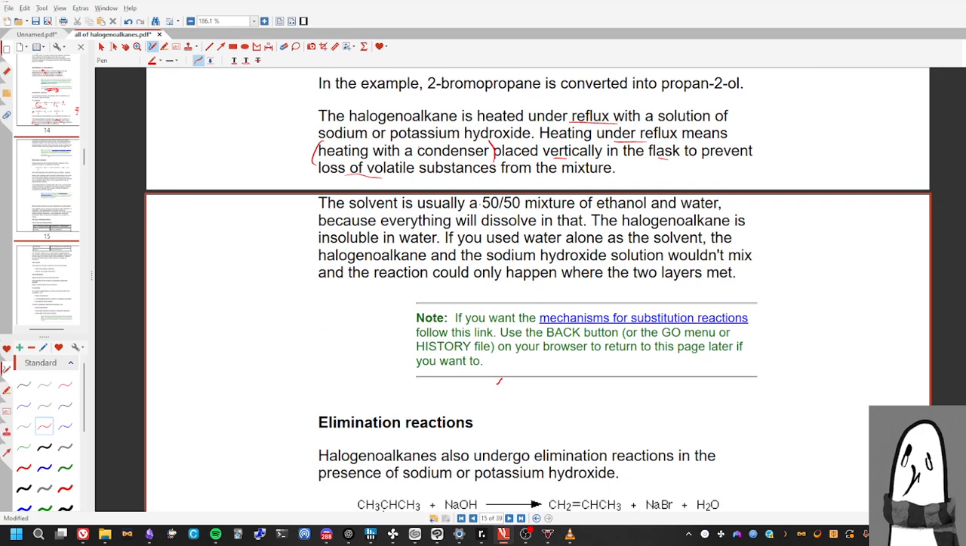Now the solvent itself that we use, what solvent are we talking about here? The solvent is usually a 50-50 mixture of ethanol and water.